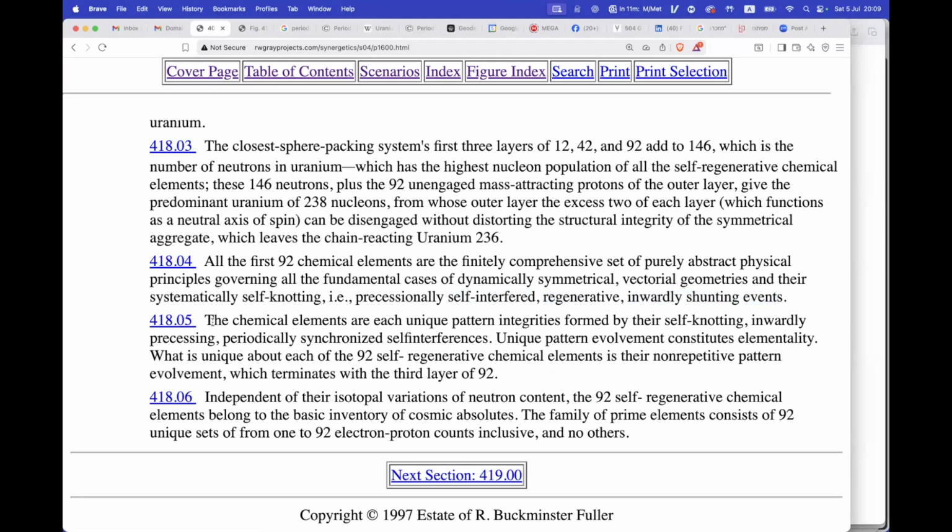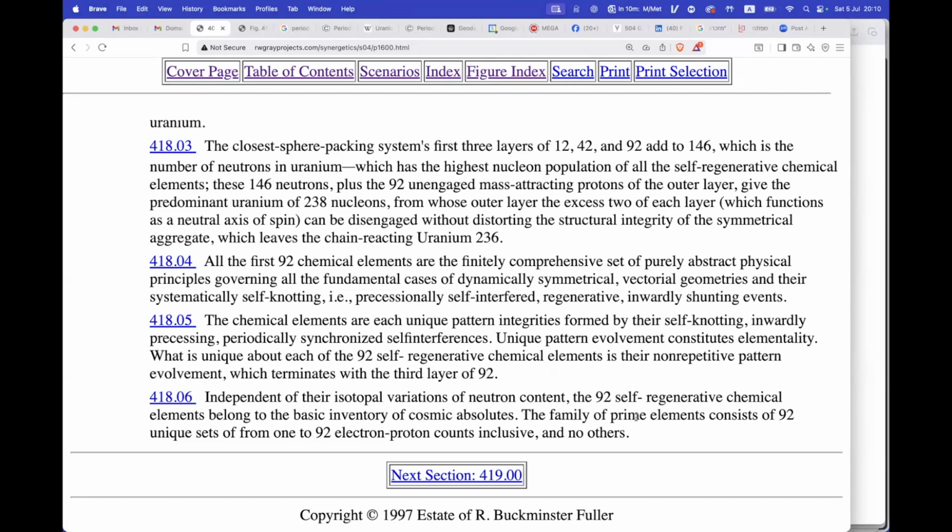The chemical elements are each unique patterns of integrities formed by their self-knotting, inwardly precessing, periodically synchronized self-interferences. Unique pattern evolvement constitutes elementality. What is unique about each of the 92 self-regenerative chemical elements is their non-repetitive pattern evolvement, which terminates at the third layer of 92. Independent of their isotopal variations of neutron content, the 92 self-regenerative chemical elements belong to the basic inventory of cosmic absolutes.